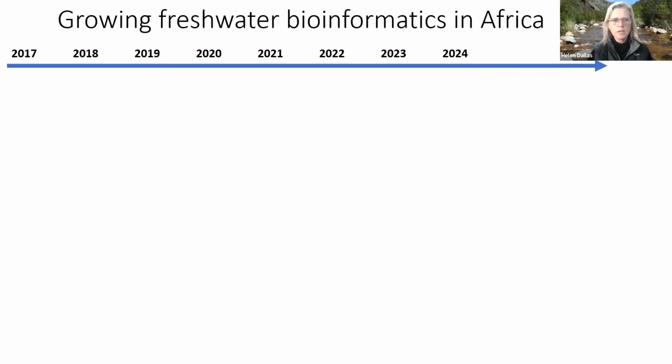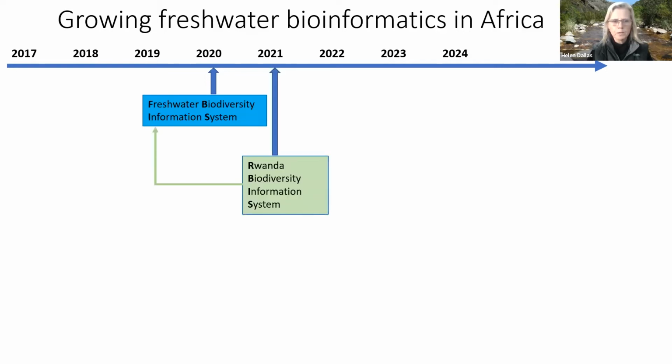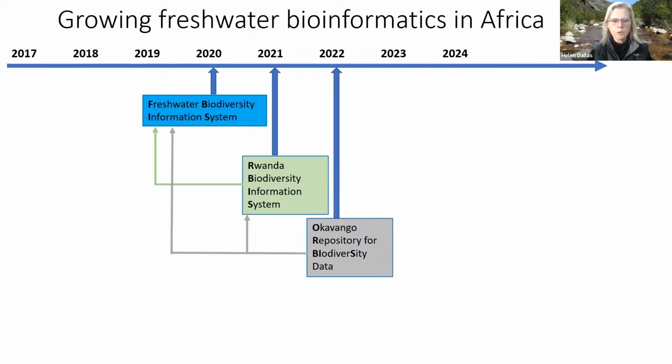And lastly, I wanted to just share with you that whilst we developed FBIS for South Africa, and this is by far the most advanced system at the moment, it did result in knock-on projects where we released a version for Rwanda, the ARBIS system, as well as one for Botswana, specifically the Okavango Delta.